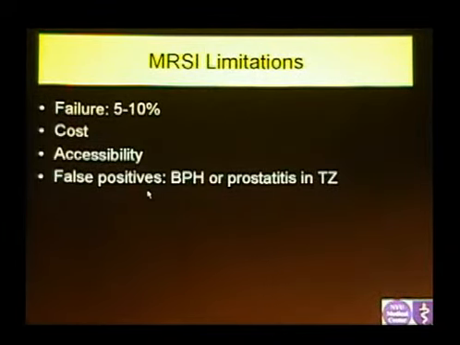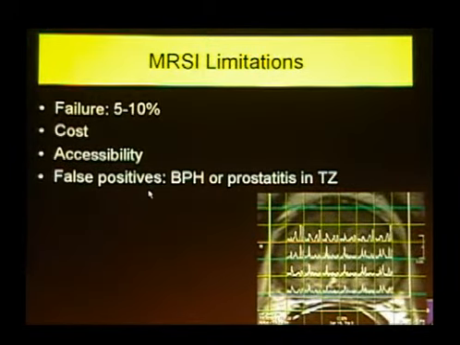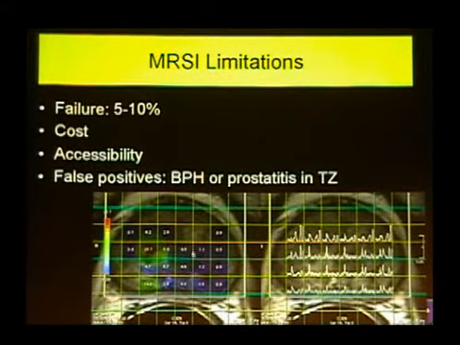There are some false positives, again, especially in the central gland, BPH, prostatitis. This is a case I had recently. Also, the patient had a high PSA, very high, 20. Multiple negative biopsies. I do spectroscopy, you see elevation of choline all over the place, in the central gland especially, with very high ratios here.